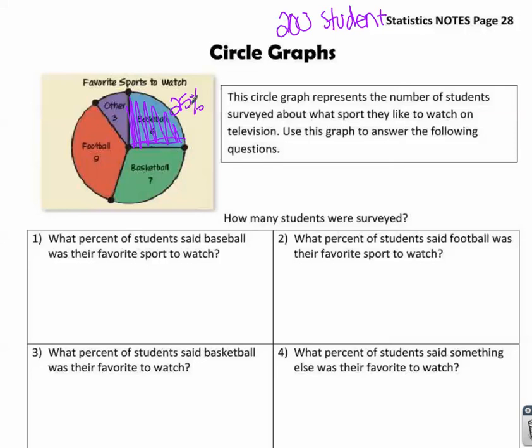In order to figure out what 25% of 200 students are, I would have to say 200 times the decimal version of the percent, 0.25. That would give you how many students there were of the 200. So you would have 50 students. So 25% of 200 would be 50.